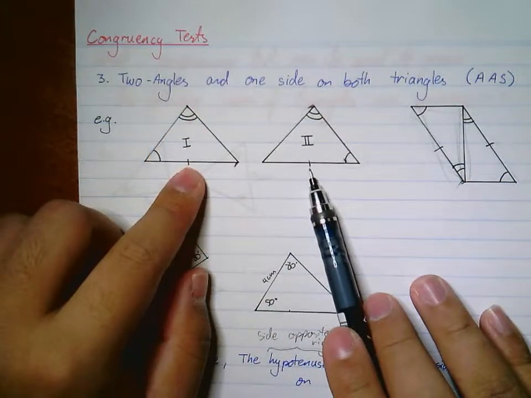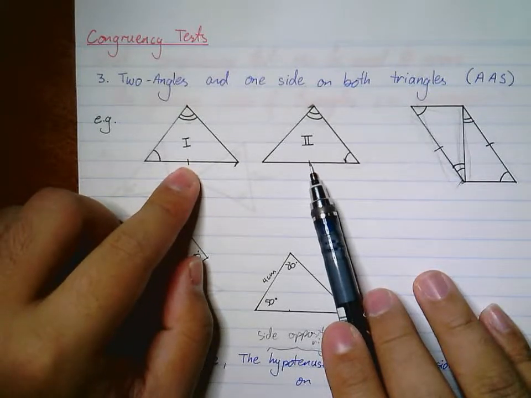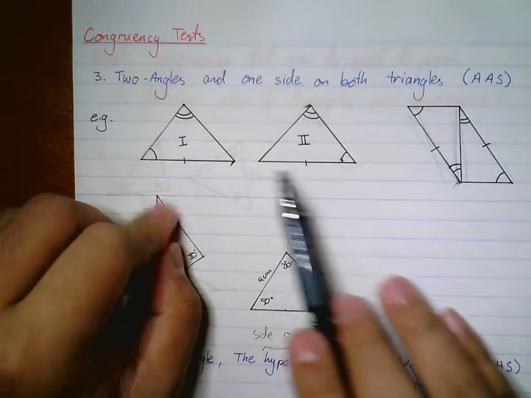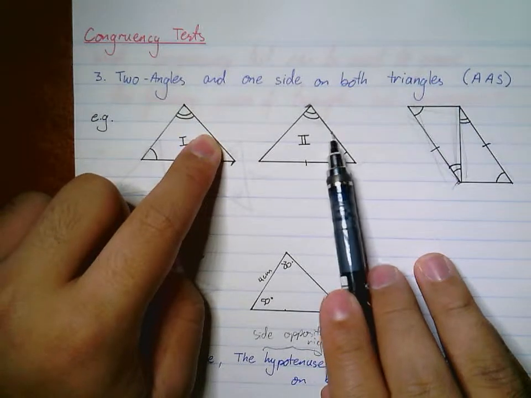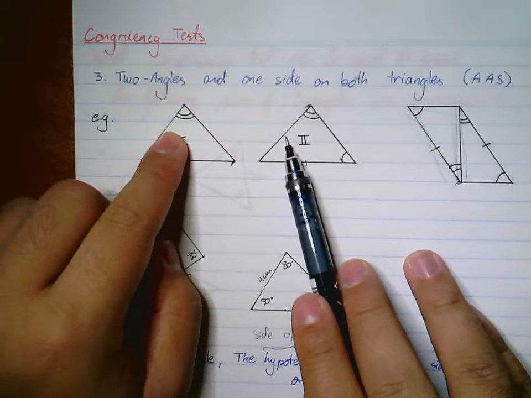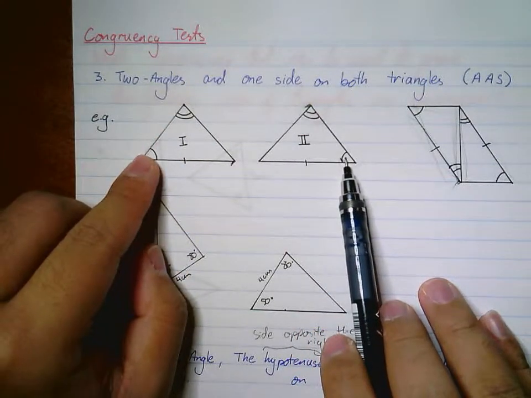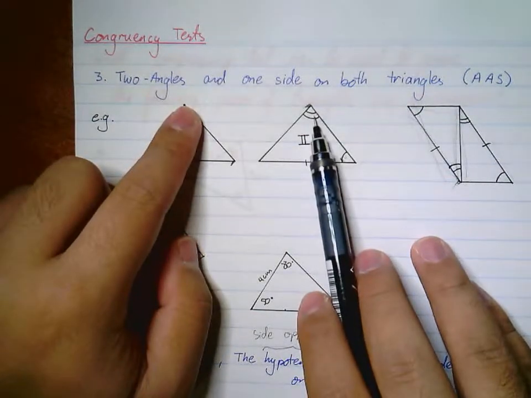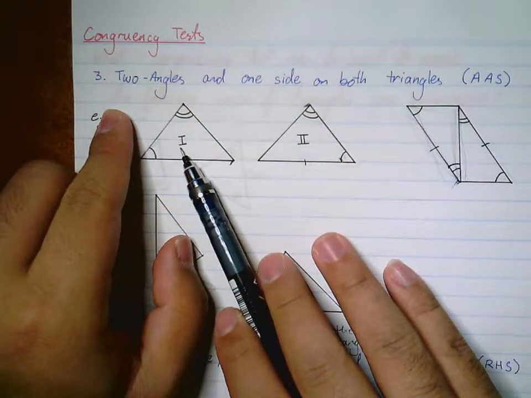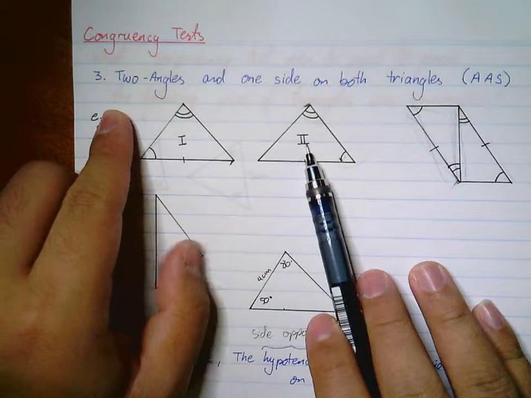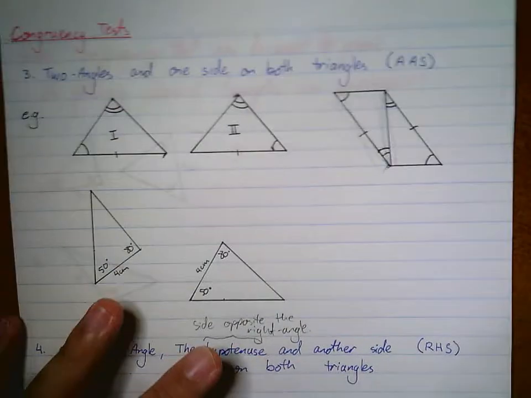And we have one side. This side can be anywhere, so it could have been these two that are the same, or it could have been these two, or it could have been these two. So long as we have two pairs of angles, 1, 2, and a side. So triangle 1 is congruent to triangle 2. And these are just more examples of them.